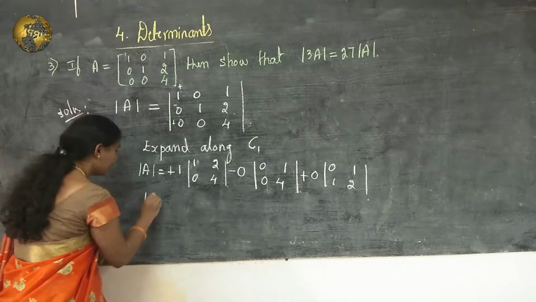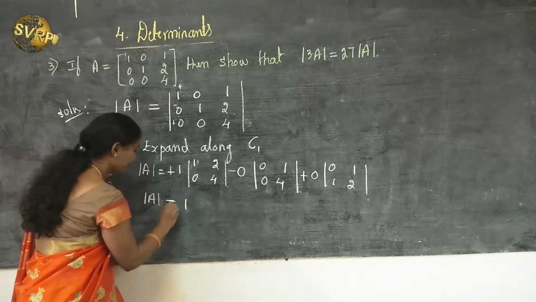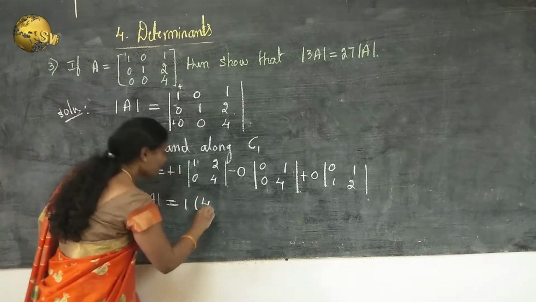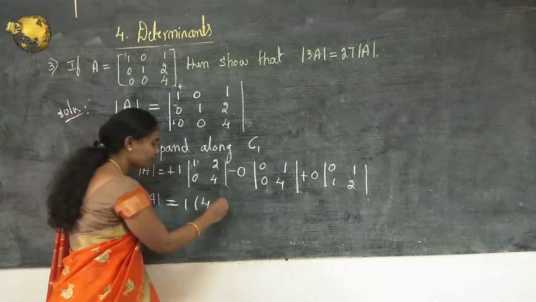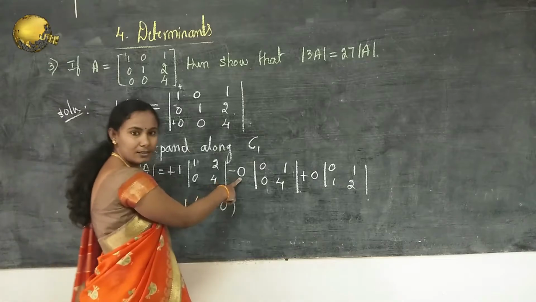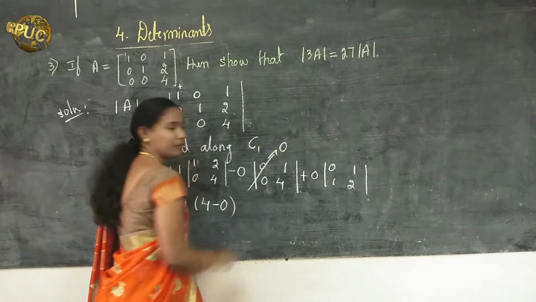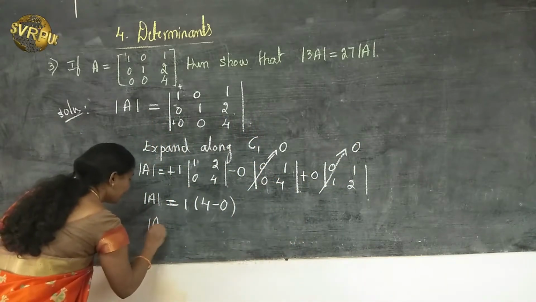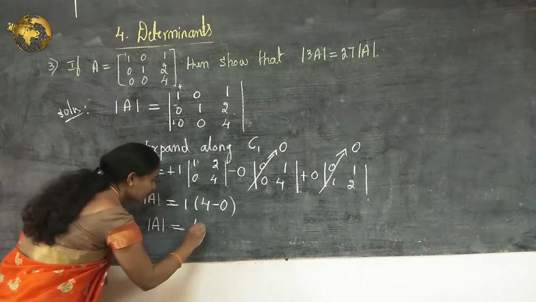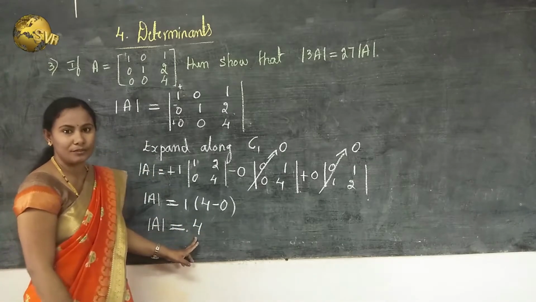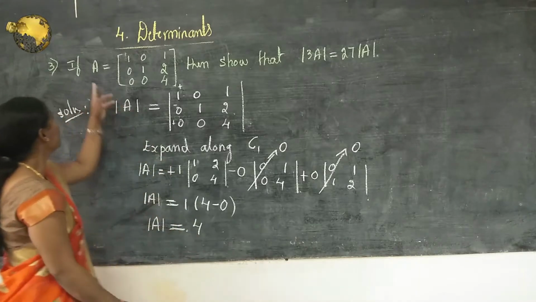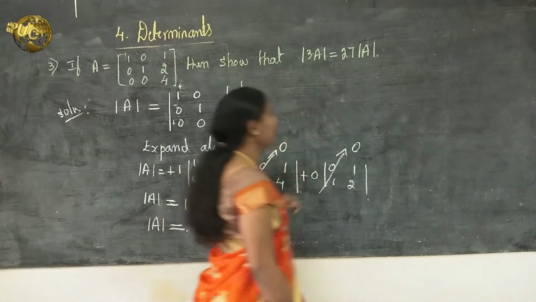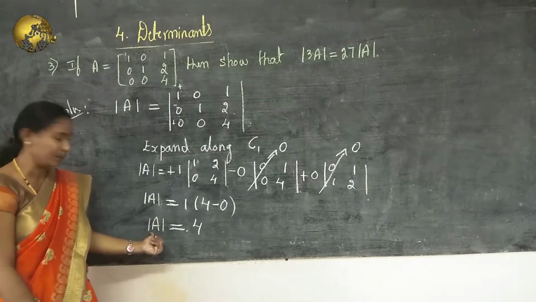So, the determinant is 1 into (1 into 4 minus 0 into 2), which is 4. Again, 0 into anything is 0, so that term goes, and the other 0 term is also gone. So the value of the determinant here is 4 into 1, which is 4. This is the value of determinant A.